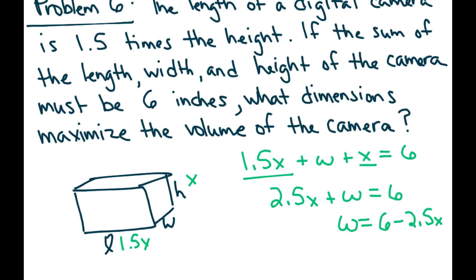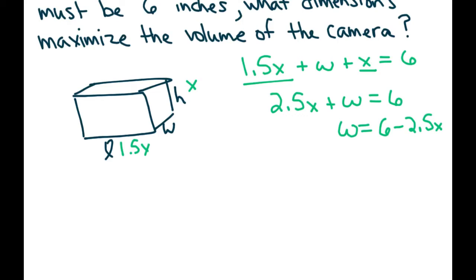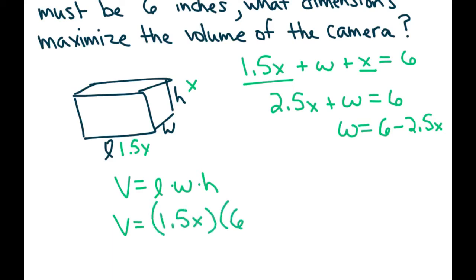I want to know what my length, width, and height are to maximize the volume of this camera. Volume of a rectangular prism is length times width times height. So the volume is going to be 1.5x times 6 minus 2.5x times x. I don't really want to multiply that out. That seems like a lot of work to me. The textbook does multiply this out. I claim to you, we don't even need to do that.